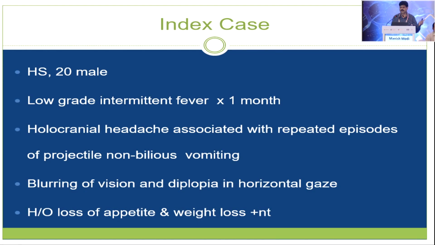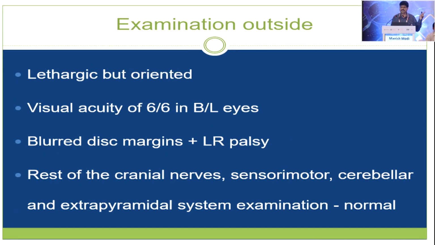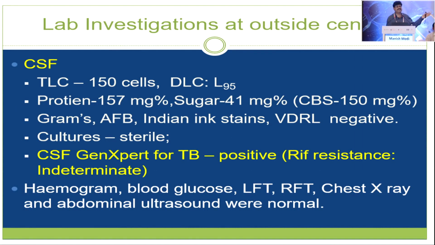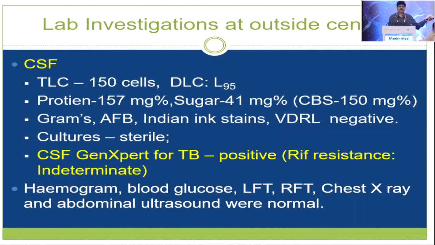This is a 20-year-old male with low-grade fever of 1 month duration, holocranial headaches, features suggestive of chronic meningitis. He was lethargic but oriented. Bilateral sixth nerve palsy was there. The rest of the cranial nerves were normal. And the CSF again was classical of tuberculous meningitis. The CSF GeneXpert was positive, but in this case they couldn't determine rifampicin resistance because of the small quantity or whatever reason, and said it is indeterminate. All other investigations were normal.